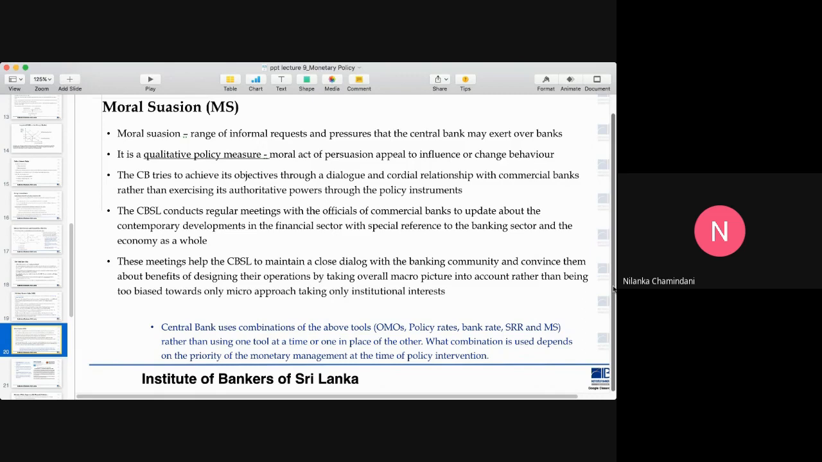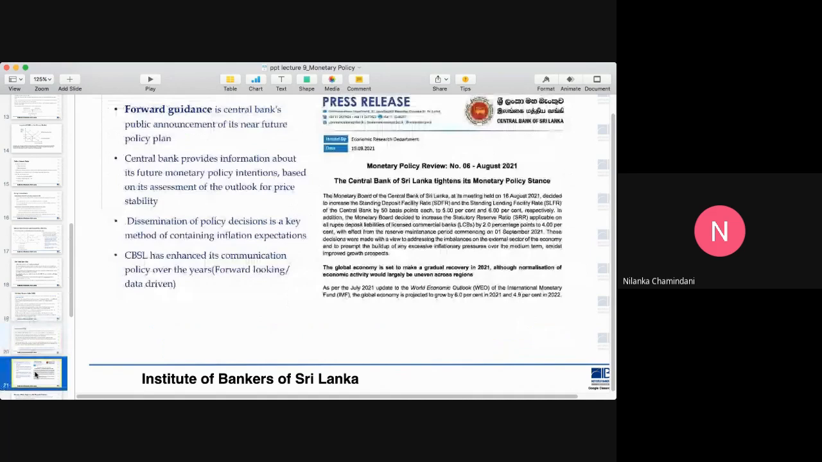policy measures, time to time, that the last time we saw policy interest rates were changed, bank rates and SSR, everything changed. But time to time we can see that sometimes only some of the instruments have been used. Okay. It is like that.